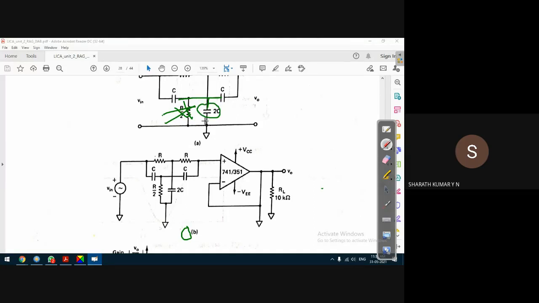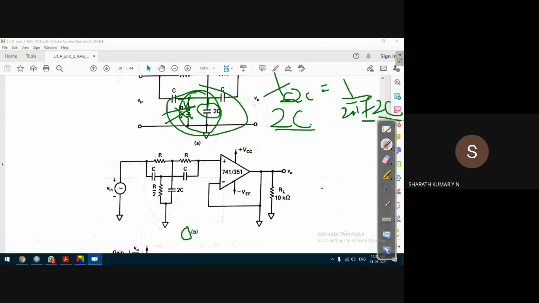Because of this resistor in parallel with the capacitor, the impedance of this network can be adjusted. We cannot adjust the impedance of 2C. Why? Because the impedance X2C depends on 1 by 2 pi F times 2C. Here we cannot adjust the impedance because the frequency is fixed and C is fixed. How to adjust the impedance of this network? Use a resistor across the capacitor, so that the impedance of this network can be adjusted.